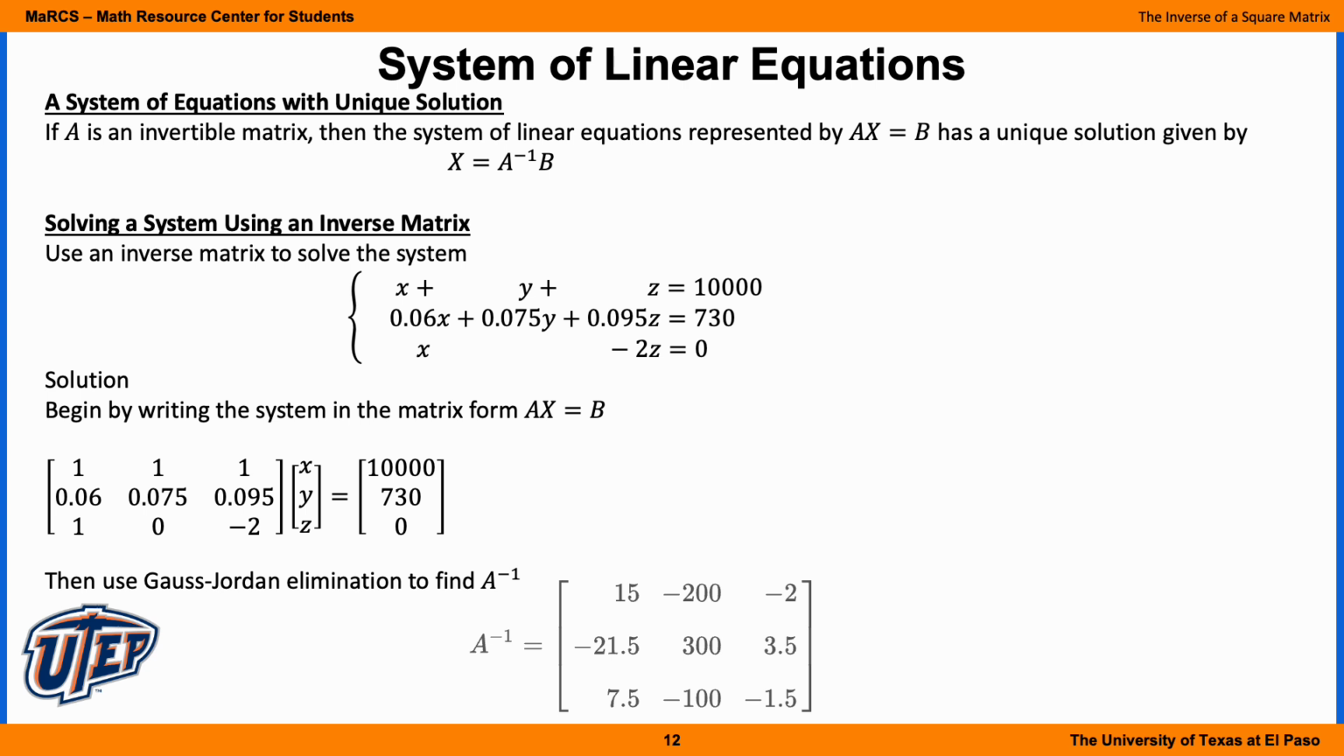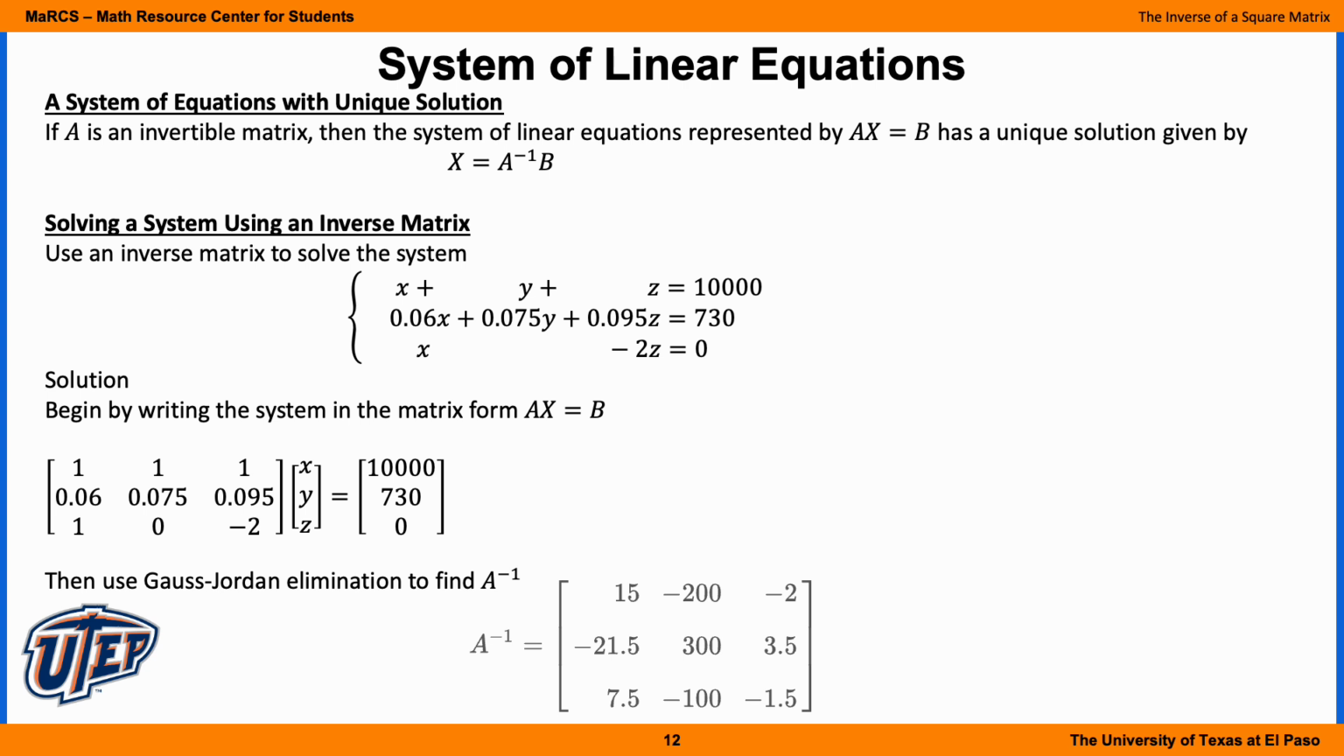So first we began writing the system in the matrix form AX is equal to B. So A is the coefficient matrix, so we had all ones for the first equation, X plus Y plus Z. Then we had those decimal values for the second equation, 0.06, 0.075, and 0.095. And now for the third equation, we had a 1 for the X, a 0 for the Y, since there's no Y entry, and a -2 for the Z. Now we have our X, since we have 3 variables, X, Y, and Z, and we are setting that equal to the constants on the right, so 10,000, 730, and 0.